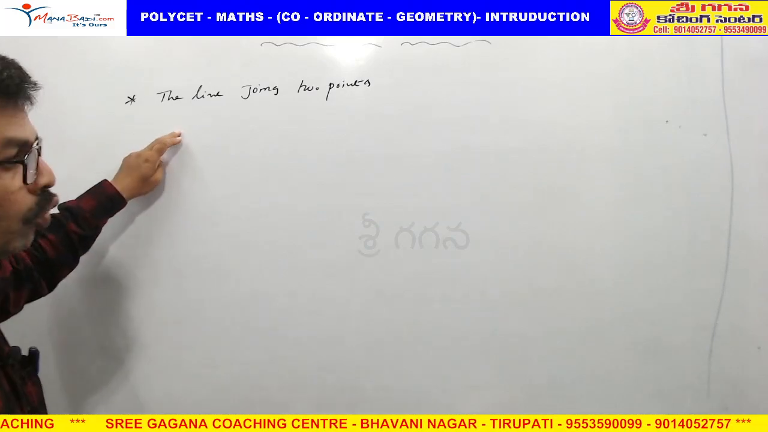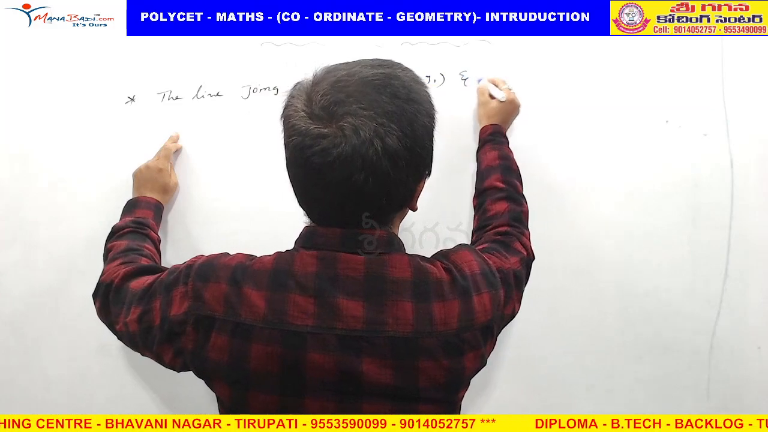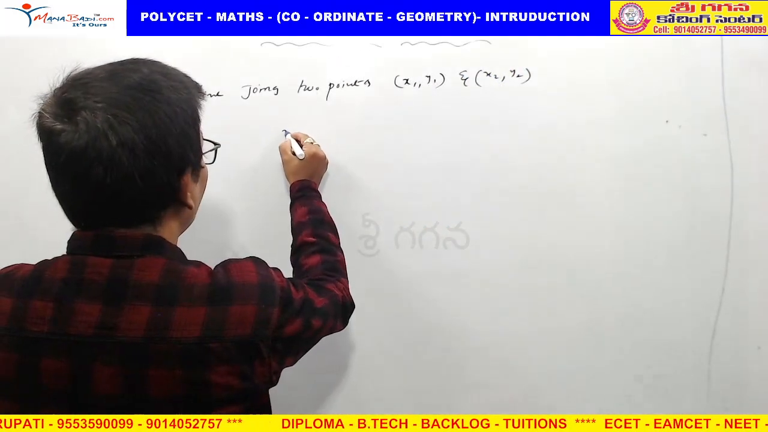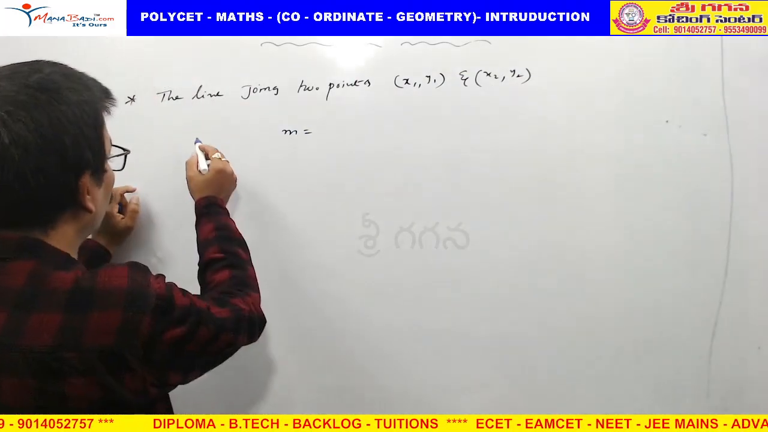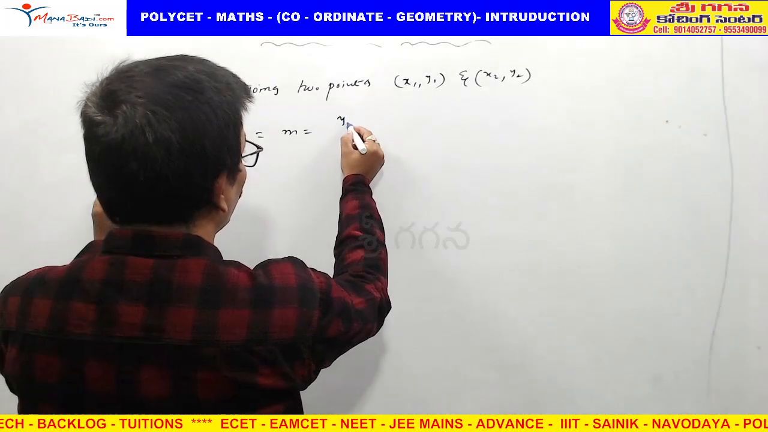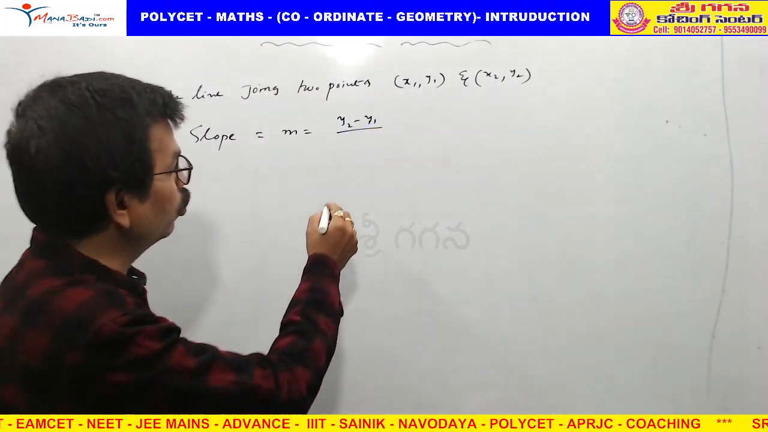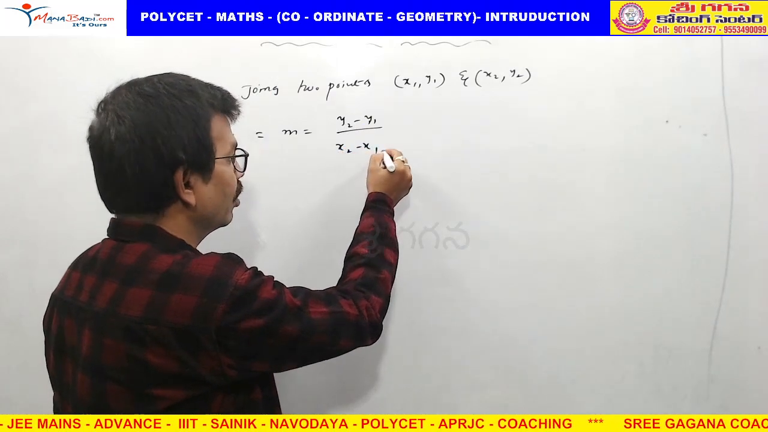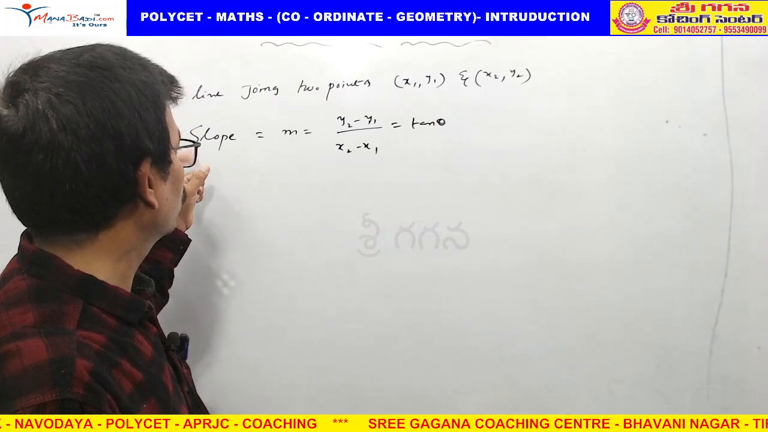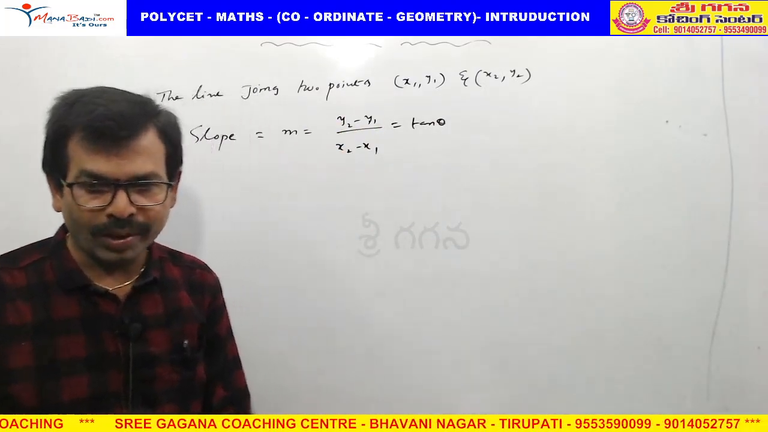So the line joining 2 points, that is x1 comma y1 and x2 comma y2, then the slope, I am writing here slope m, equal to y2 minus y1 by x2 minus x1. This is also called tan theta. If you take tan theta, slope m equals y2 minus y1 by x2 minus x1.